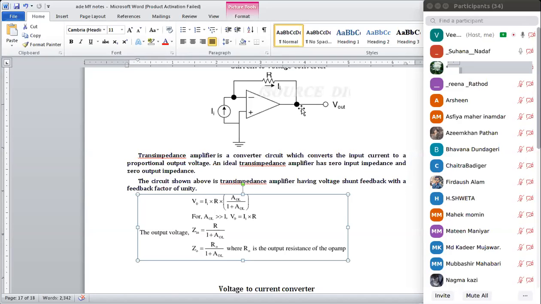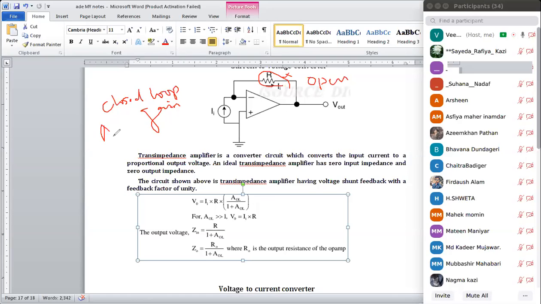We have discussed that whenever a feedback is connected, the amplifier acts as a closed loop, and we will get a closed loop gain. If the feedback path is not there, it is open loop. Open loop gain. Here it is closed loop gain.